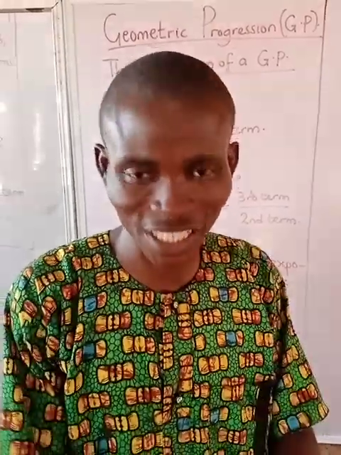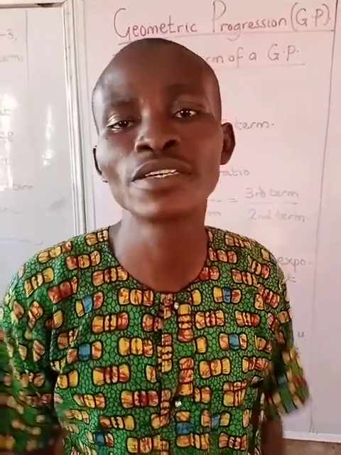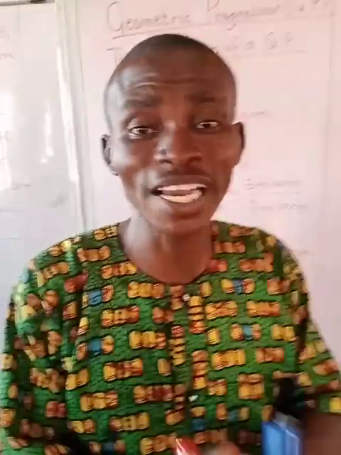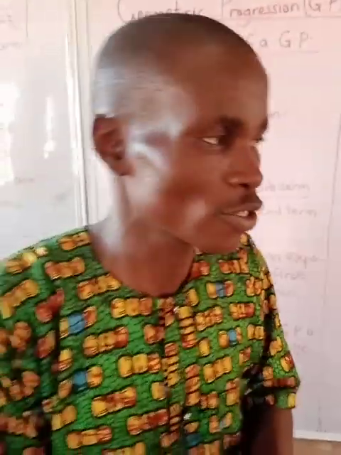Today we are considering geometric progression. Geometric progression, GP, is also called exponential equation, exponential expression, exponential sequence. GP is also known as what? Exponential sequence. So we have some questions here. Can we solve them together?